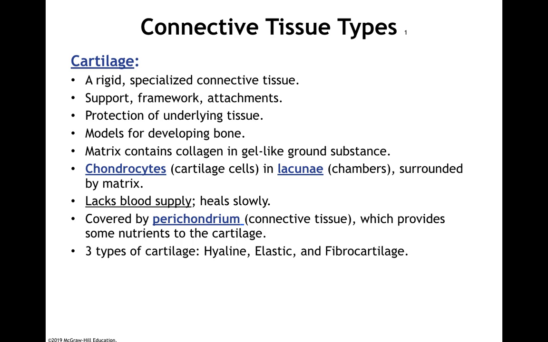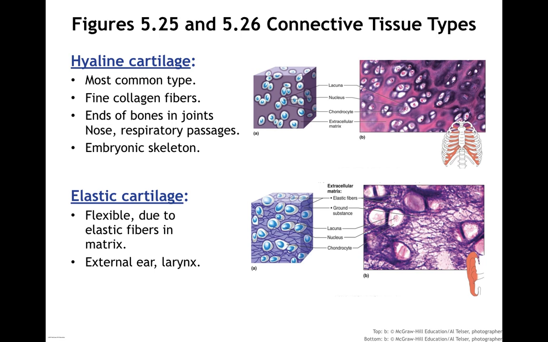They're surrounded by matrix. They do not have a blood supply, and cartilage also heals very slowly. Torn cartilage is tough to heal. It's covered by a connective tissue layer called perichondrium, and that perichondrium is going to supply all the nutrients to the cartilage below it. Cartilage comes in three major forms: hyaline, elastic, and fibro.